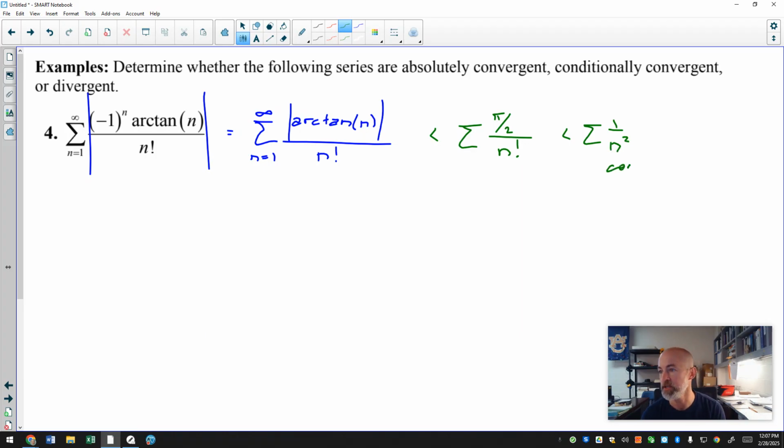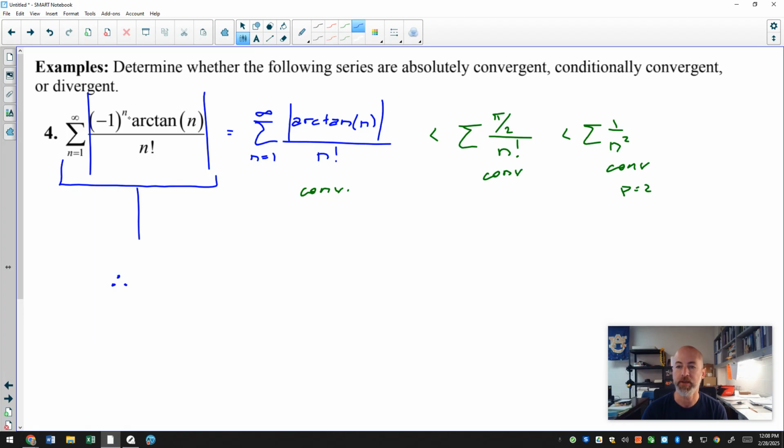That converges. And so if I follow my chain of inequalities, this converges because that was less than the known p series that converges, which means my original series, the absolute value of arctan n over n factorial, converges. And if the absolute value of the original series converges, then the original series converges. And so I'm all the way back to this original one. Therefore, the absolute value of this converged.